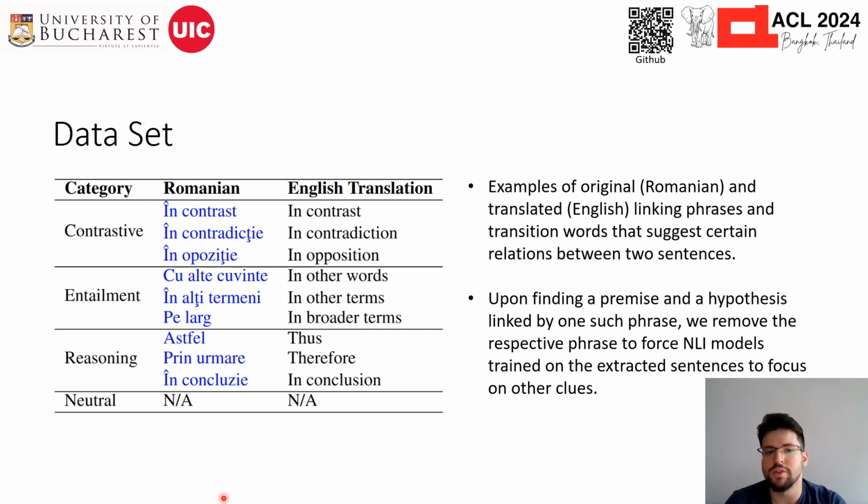In order to force the natural language models to not learn by heart the structures that we have used for search, we remove them from the hypothesis and keep just the original premise and the hypothesis with the removed structure. In order to find neutral sentences, we randomly sample across the dataset.